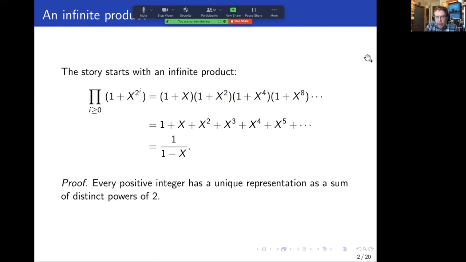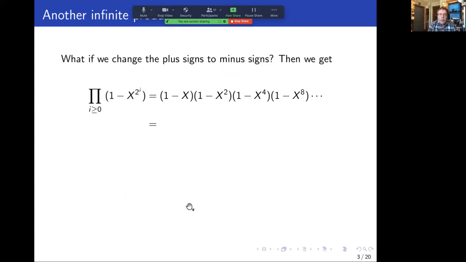And why is this? It's just because every positive integer has a unique representation as a sum of distinct powers of 2. So for example, if you want the coefficient of x to the fifth here, you write 5 in base 2, and then you pick the 1 that corresponds to 2 to the 0. You don't pick the 2, but you pick the 1 corresponding to 2 squared, and you get 4 plus 1 is 5. And because every integer has a unique representation, and every power occurs exactly once, you get 1 over 1 minus x.